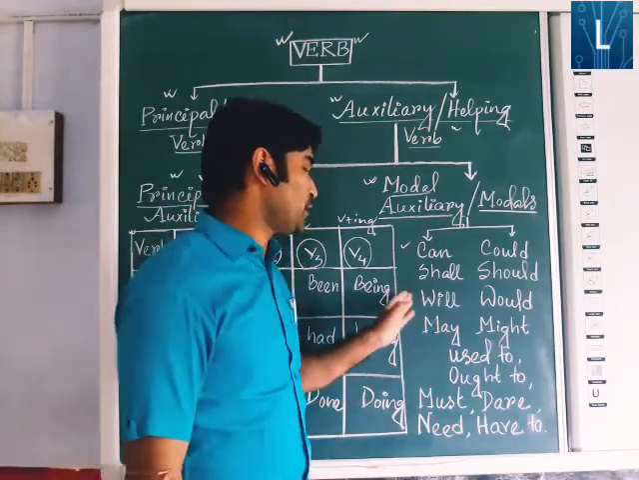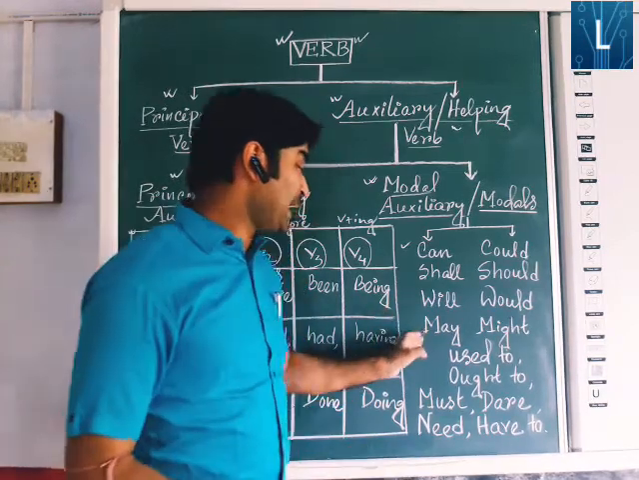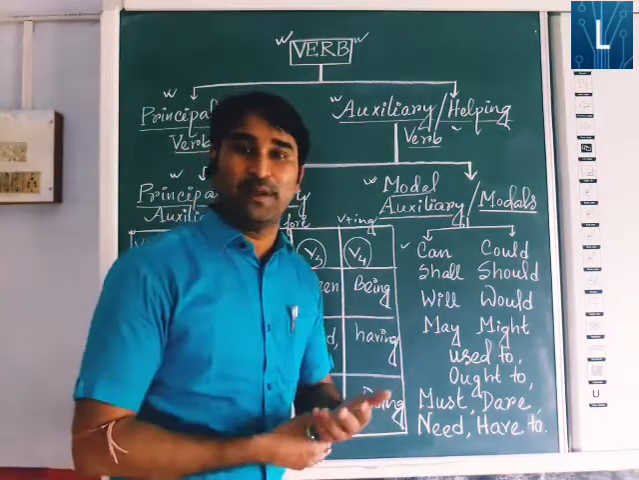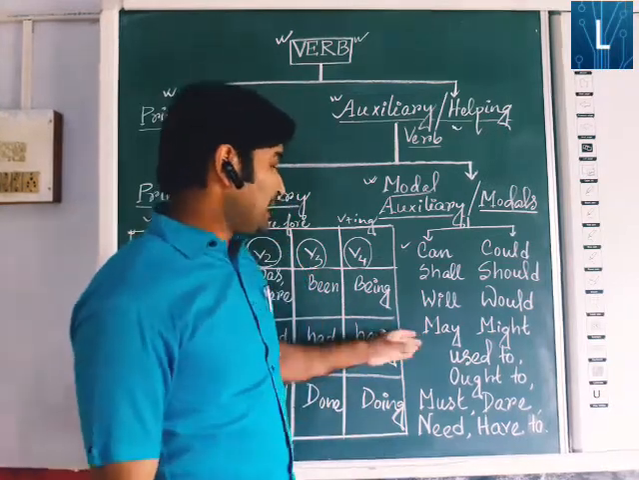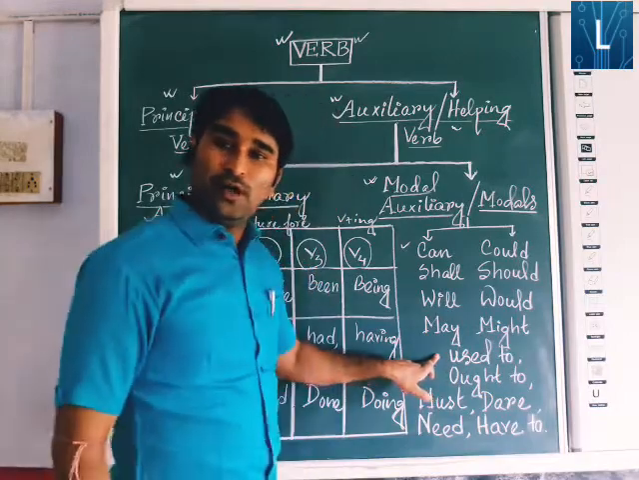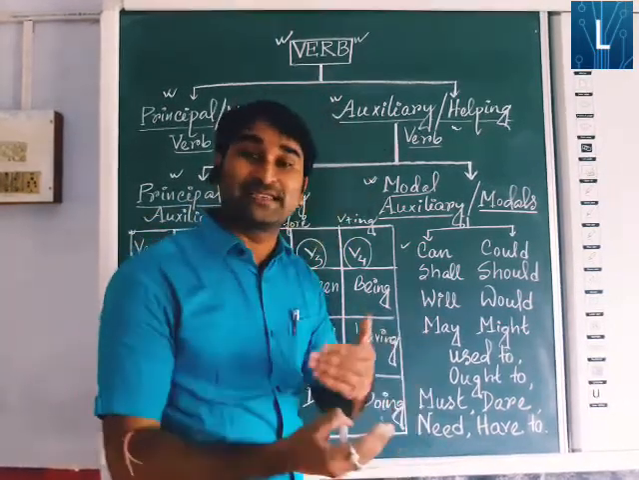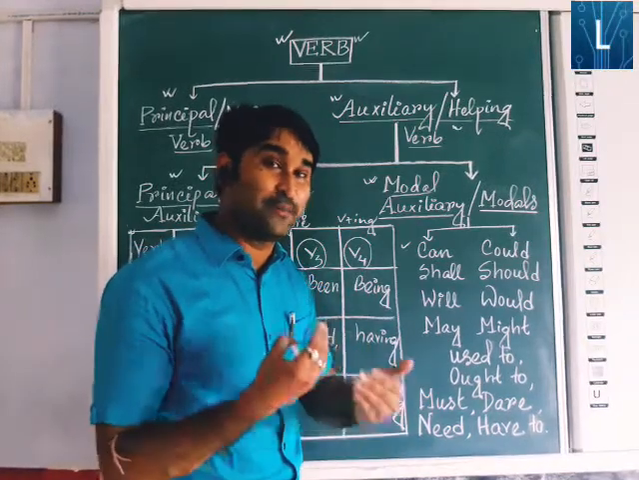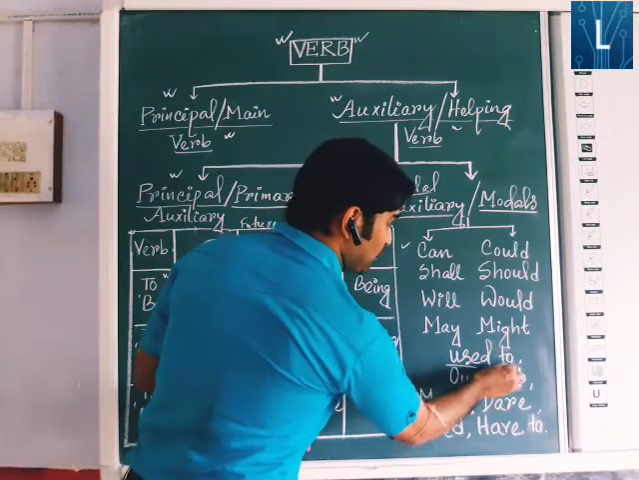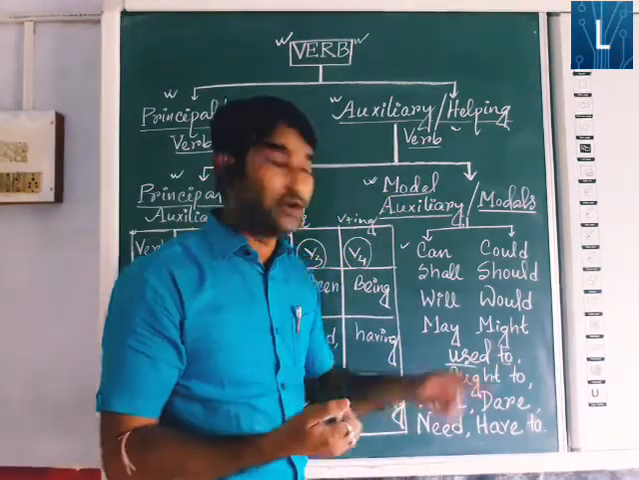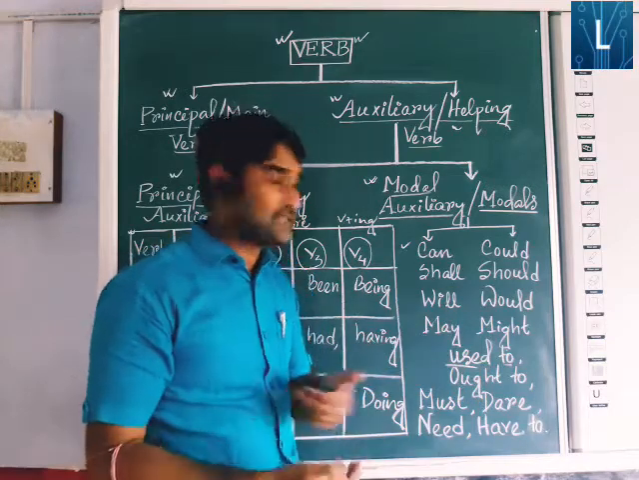Would will be used as the past form of will. Next, may and might, which most of the time will be used in case of possibility or probability in future. Used to is also used in case of a past habitual action, past habit. Mind it, never use 'use to'; the form 'used to' will be used, only to indicate the past habit.